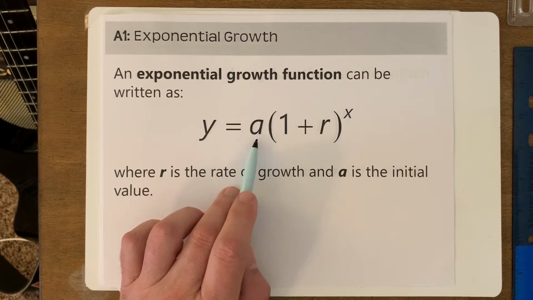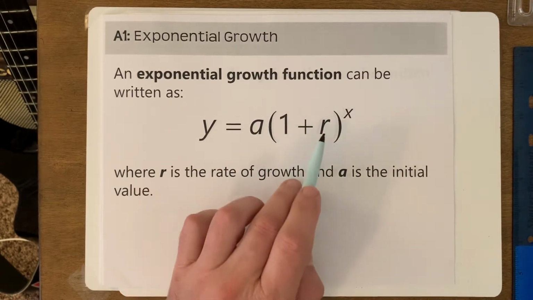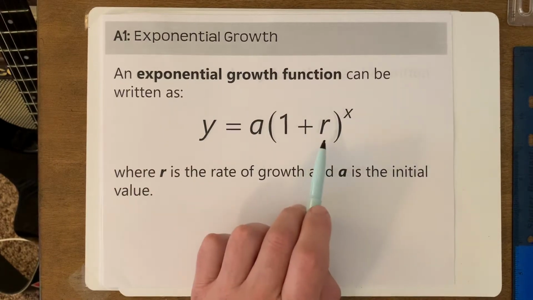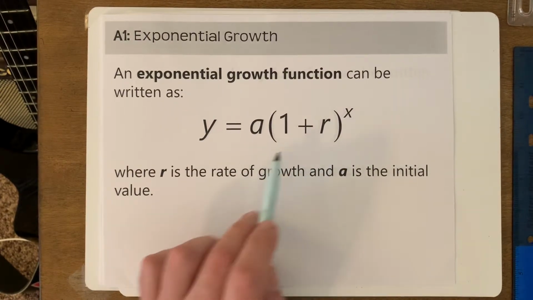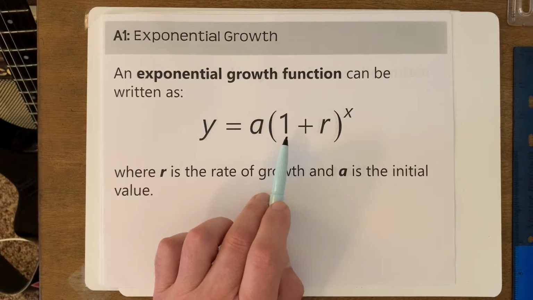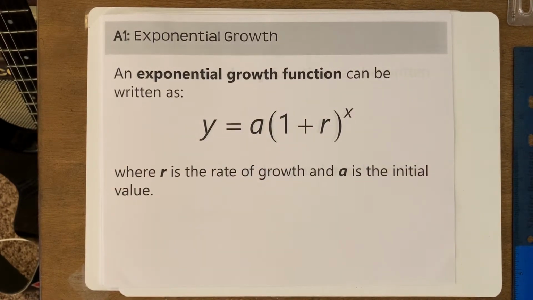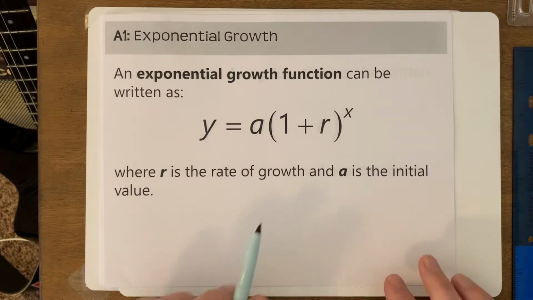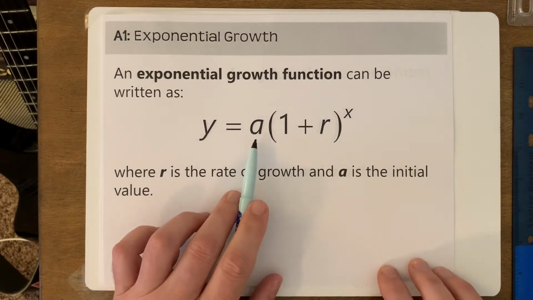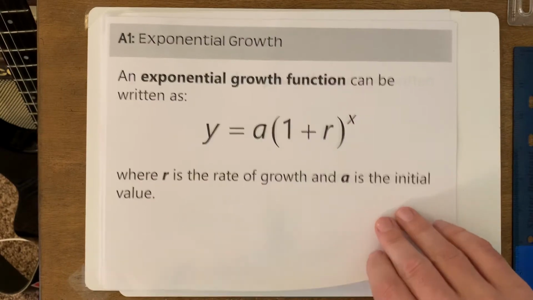You have the initial value and 1 plus r. R is the rate of growth, and we need to use that as a decimal. We add that to 1, which is the whole, and we're going to get growth out of that. And again, A is just the initial value. So let's say you open up a savings account with $500. Well, the A would be the $500 in that case.